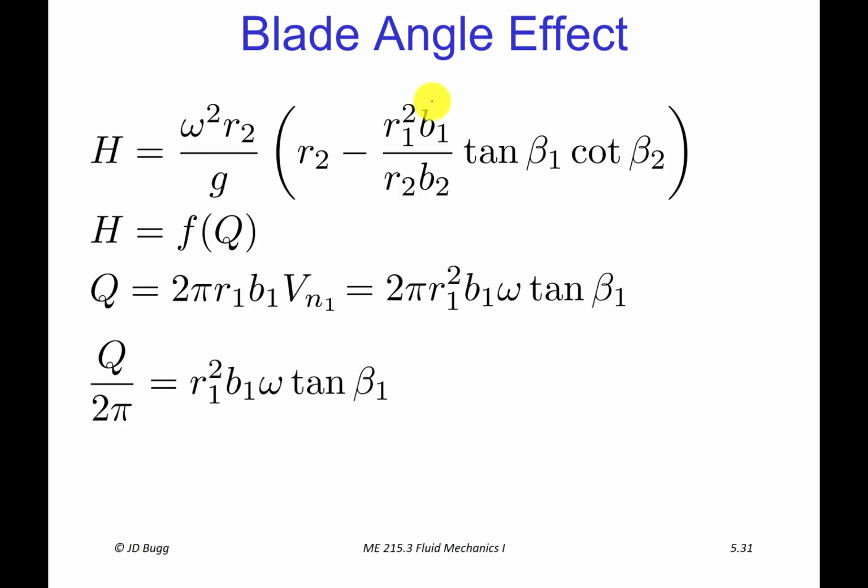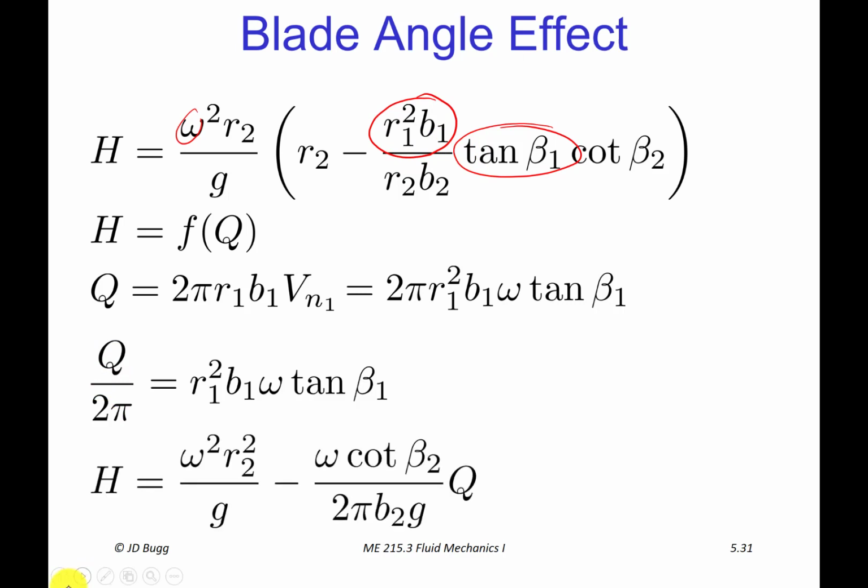Well, take a look at this. We've got R1 squared B1. We've got omega out here that we can bring in, and tangent beta 1. So we're going to be able to get rid of a bunch of this stuff and just call it Q over 2 pi. So that's what we do next. So that's what's happened here.